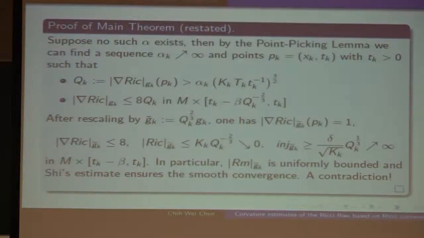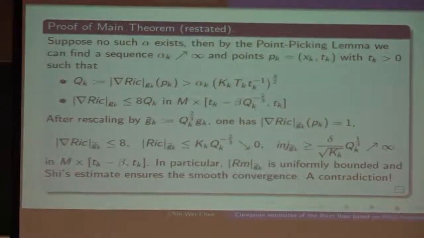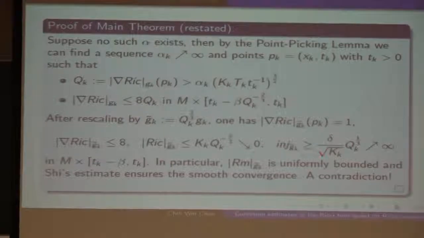And the gradient reach on this neighborhood is less than 8. And the Ricci curvature goes to 0. And the injectivity radius is larger than, this is our assumption, right? Times Q to the power 1/3. So this will go to infinity because Q to the power 1/3 is the square root of this. Then you can see that square root of K canceled out, and alpha K goes to infinity. And small TK is smaller than the capital T, right? So this will go to infinity.